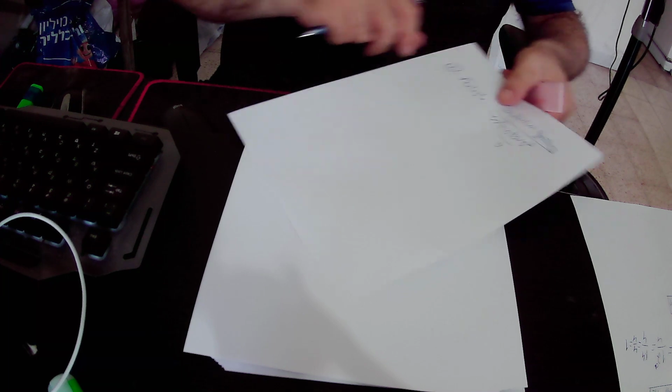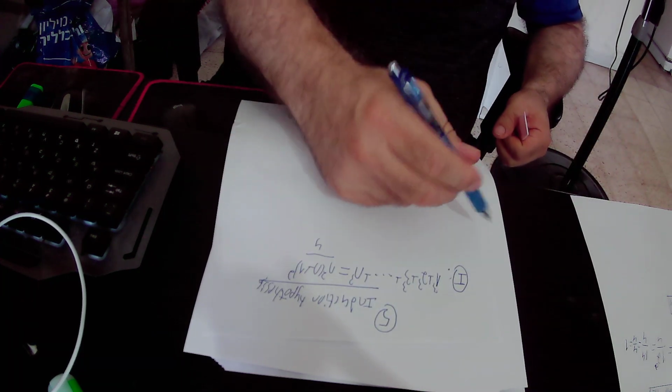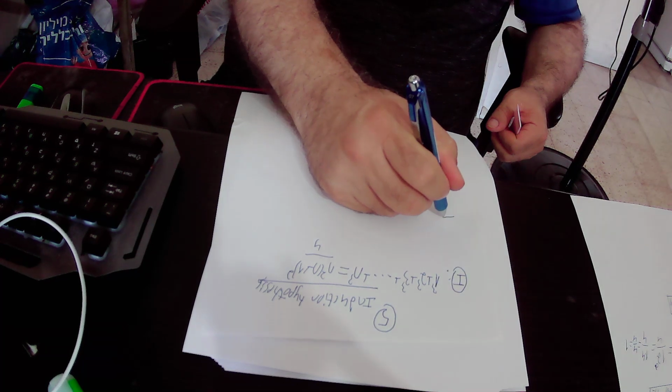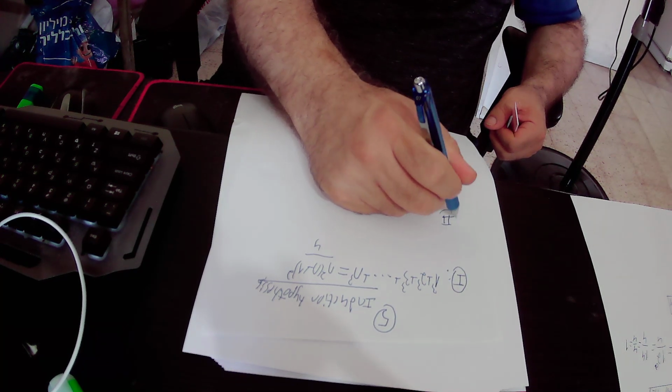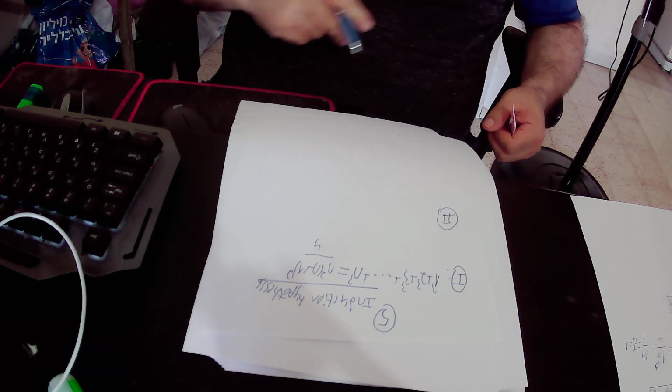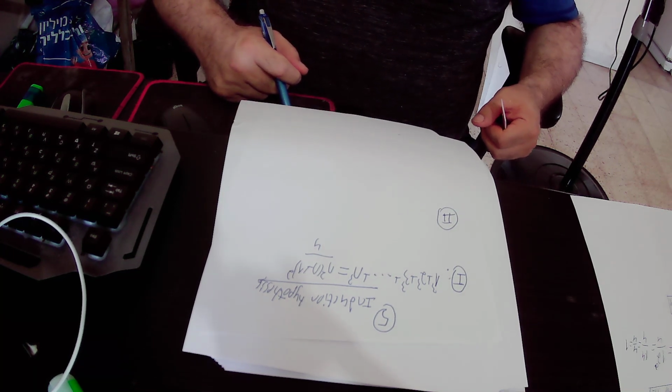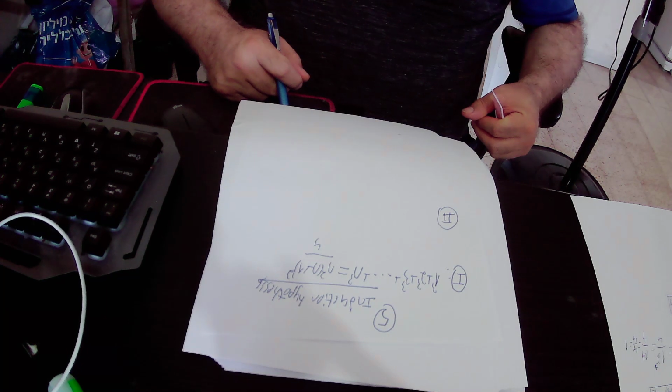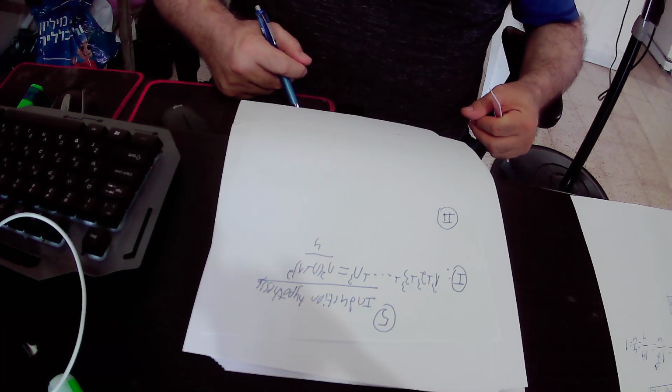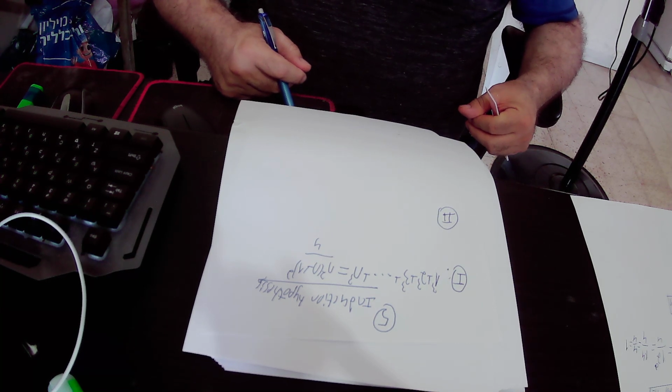Now we will create the second expression, the statement for n plus 1. After we create the statement for n plus 1, we will have to prove that it is true, and we will rely on our induction assumption that the statement is true for n in order to prove that the statement is also true for n plus 1.